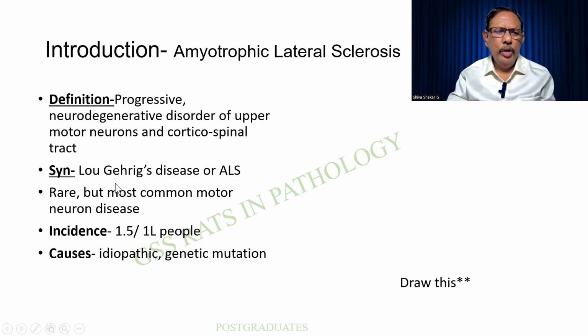There is another synonym called Lou Gehrig's disease, which means amyotrophic lateral sclerosis. It is a rare disorder of the motor neurons and the incidence is 1.5 per 1 lakh population. But still, it is the most common motor neuron disease. The causes can be idiopathic or genetic.